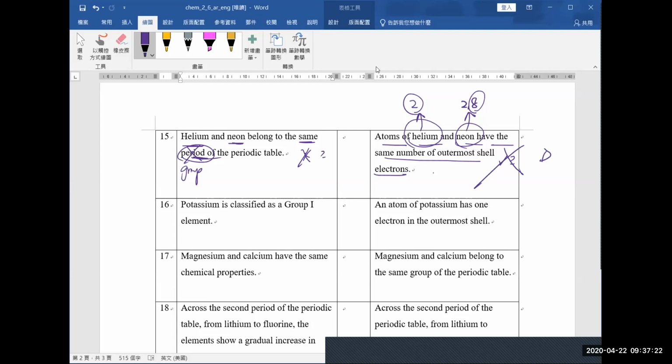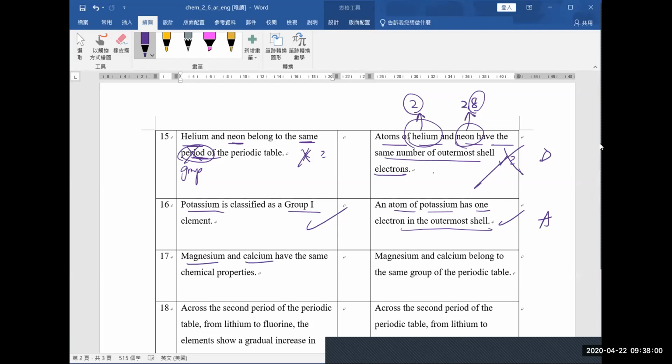Potassium is classified as a group 1 element. An atom of potassium has one outermost shell electron. Yeah? The answer is yes, statement A is correct. How about question 17? Manhei, you are responsible for question 18.